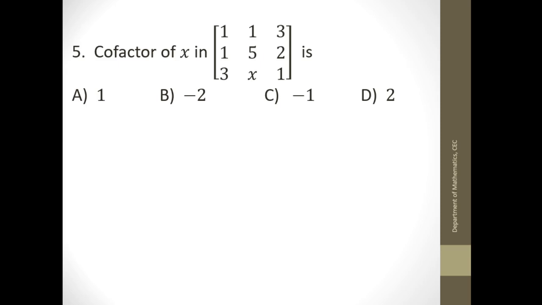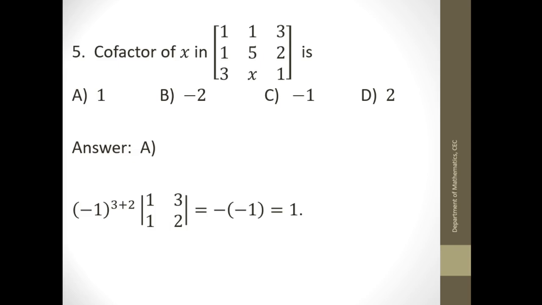Cofactor of x. X is in the third row, second column. If you delete the third row and second column, we get 1, 3, 1, 2, that is 2 minus 3 is minus 1, and minus 1, 4, 5. So it is a plus 1. The answer is A.